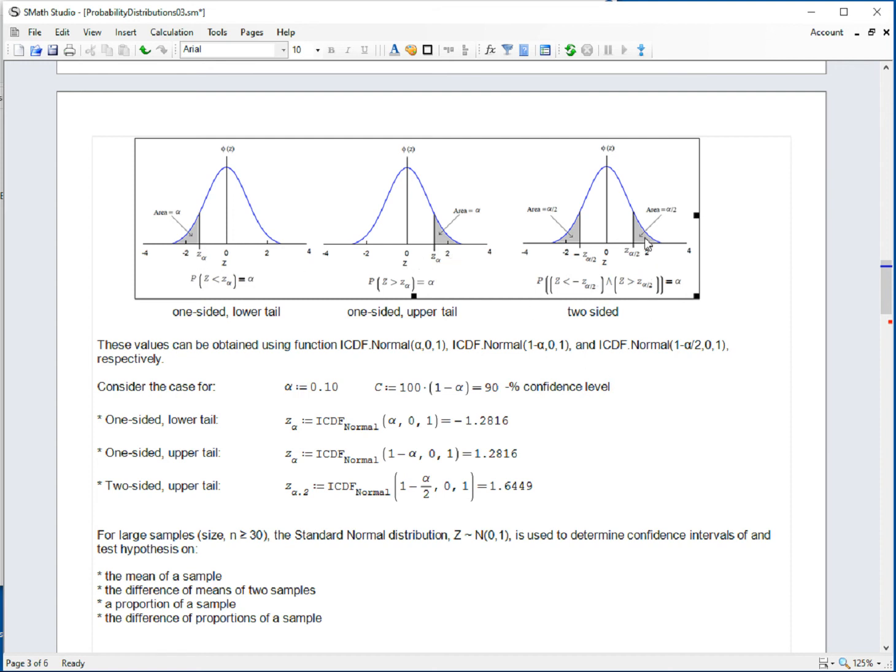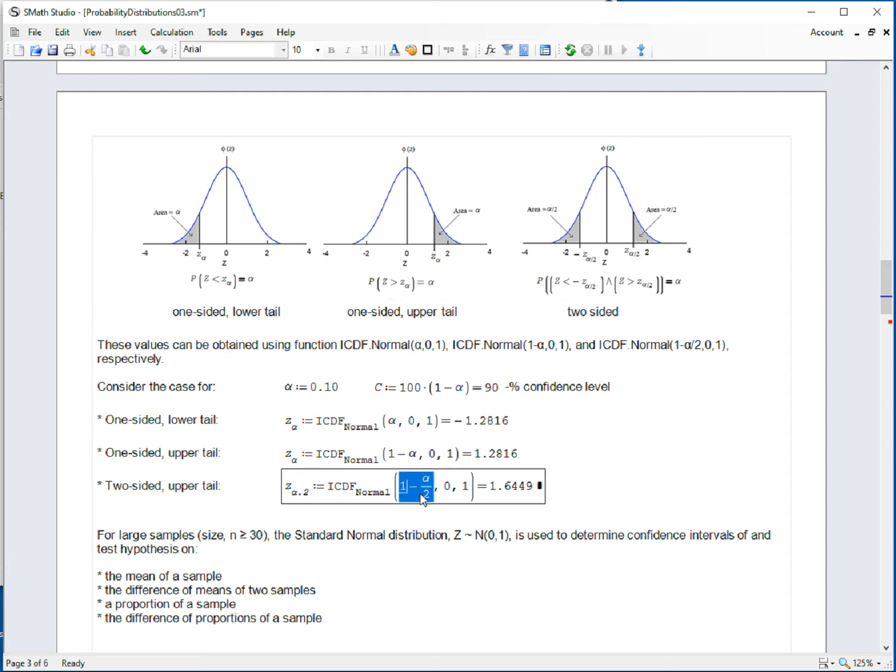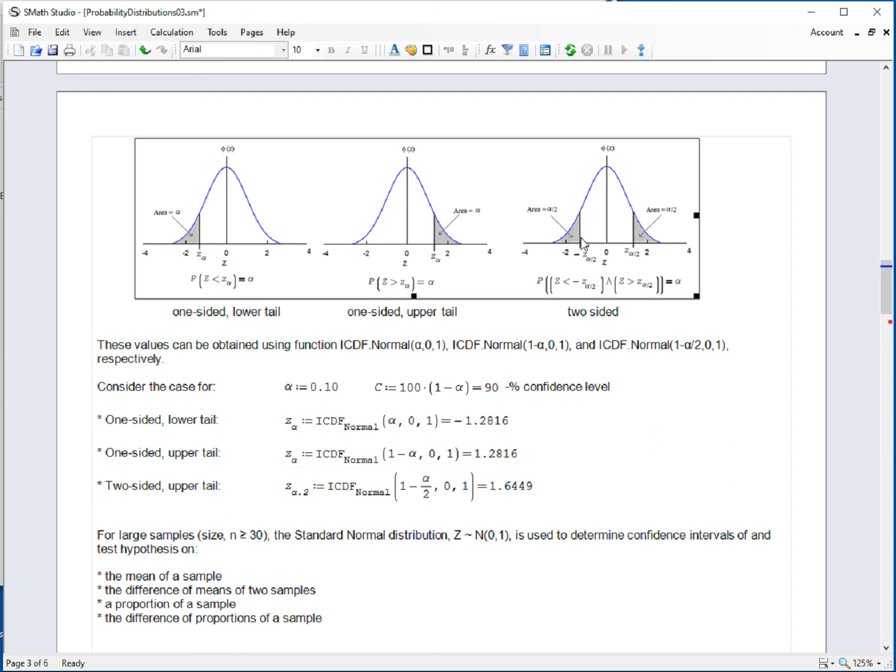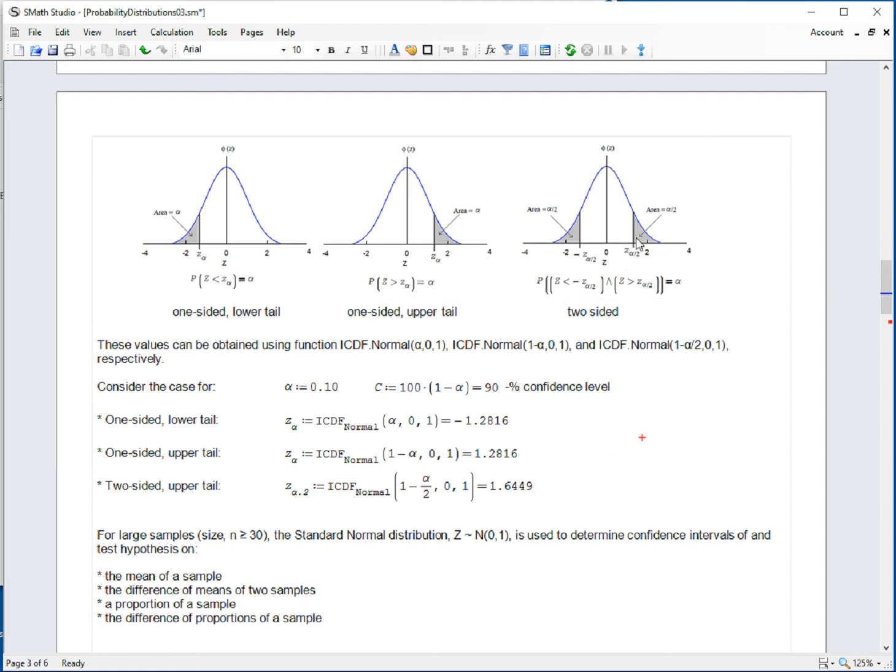If we want to find the z sub alpha over 2, we just look at the fact that the probability to the right is 1 minus alpha over 2. For this case, the probability to the right is alpha over 2. The probability to the left is 1 minus alpha over 2. And this is how, given a value of alpha, you will calculate the critical value of z sub alpha for the one side lower tail, one side upper tail, two-sided upper tail.